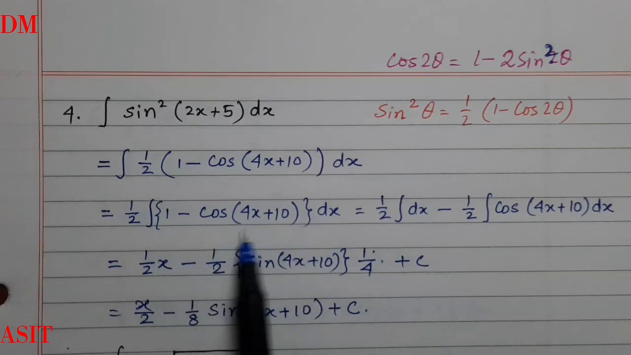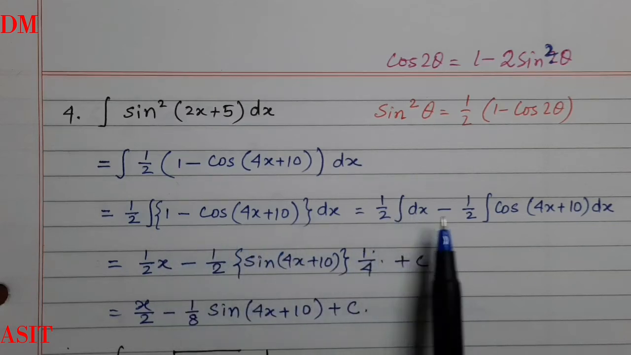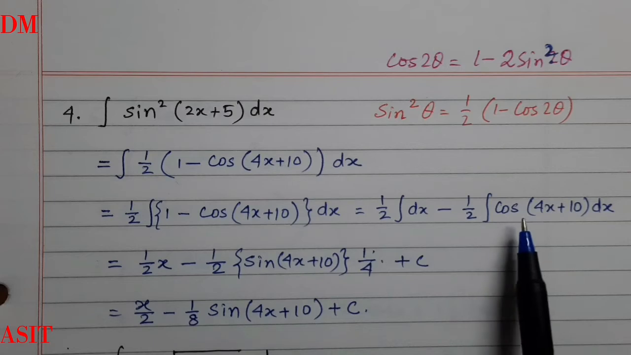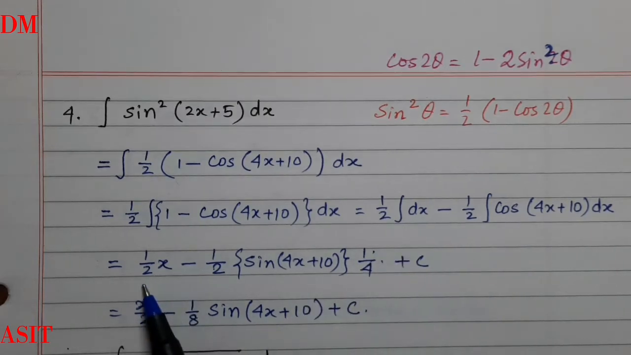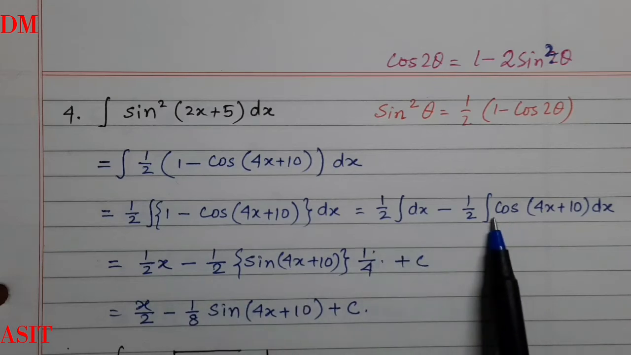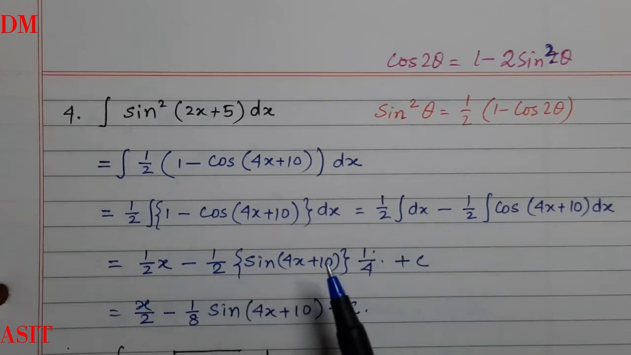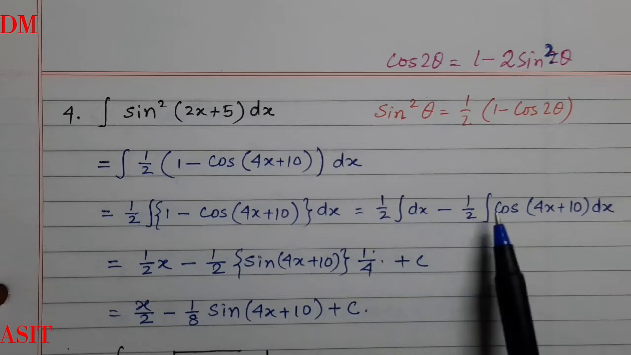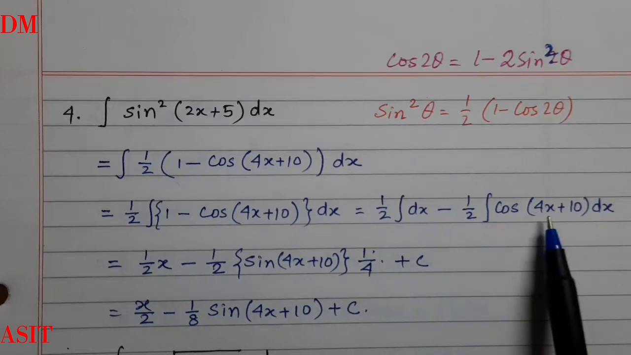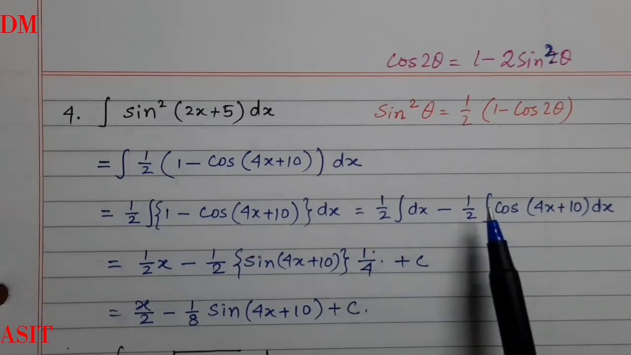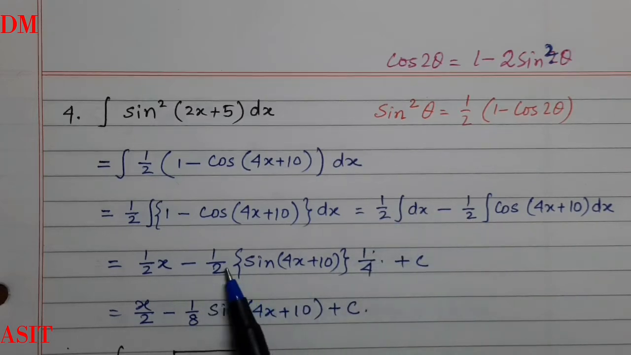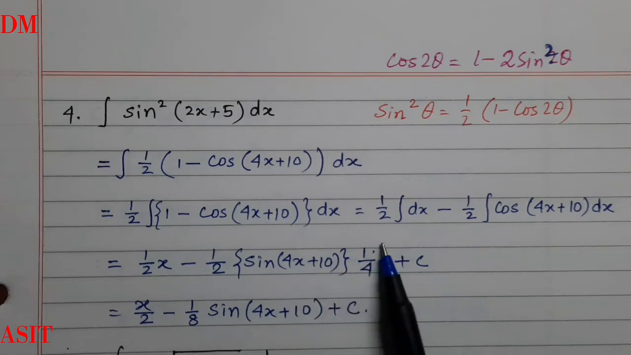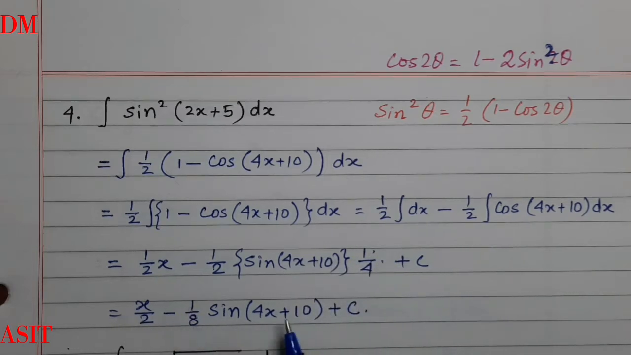Now we can distribute this integration, so it will be half integration dx minus half of integration of cos 4x plus 10. Now integration of dx will be simply x, so it will be x by 2, and the integration of cos is sine, so it will be sine 4x plus 10 by the coefficient of x, which is 4, and there is a half already there because we have distributed the half also, so half sine 4x plus 10 into 1 by 4. So we can write x by 2 minus 1 by 8 sine 4x plus 10 plus c.